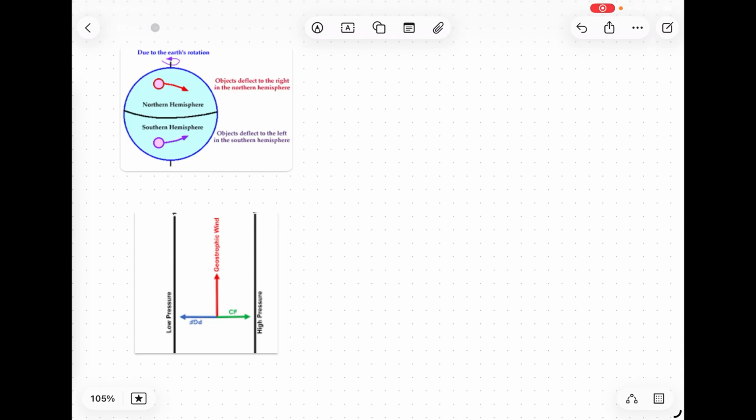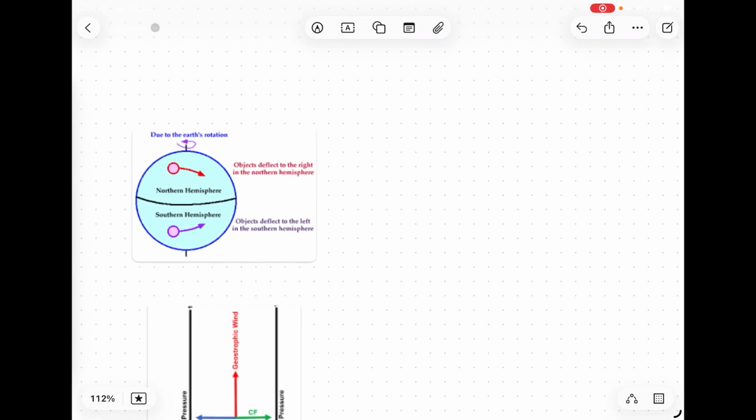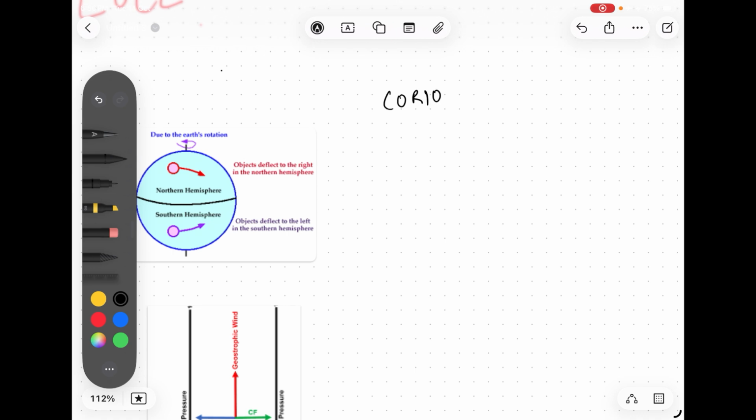Okay, so now the next thing is we are going to understand the geostrophic winds. But before we understand, let's see what forces affect that wind. So this is known as Coriolis force. There is a Coriolis force. So we know that our earth is rotating, right? So our Coriolis force is due to the rotation of the earth. Okay, so it's due to earth's rotation. That's the reason.